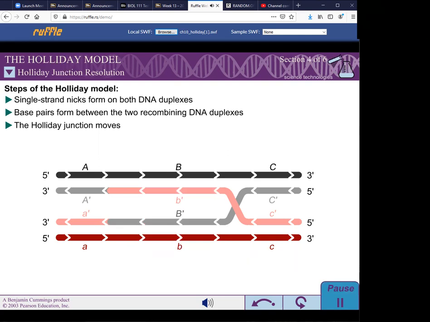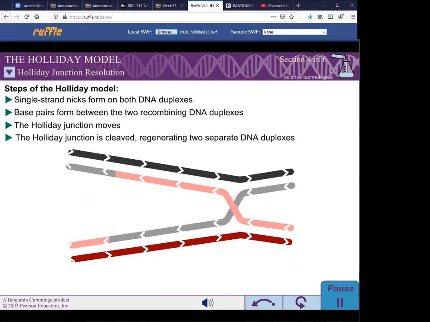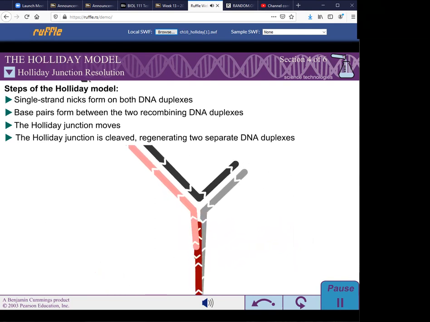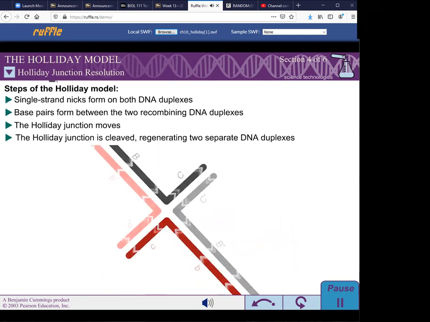The final step of DNA recombination is cleavage of the Holliday junction to regenerate two separate DNA duplexes. This process is called resolution. To aid in the visualization of this step, the Holliday junction is rotated to give a square planar structure with no crossing strands.